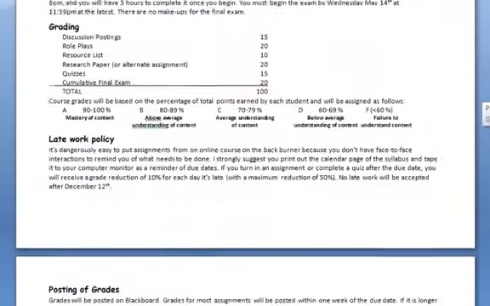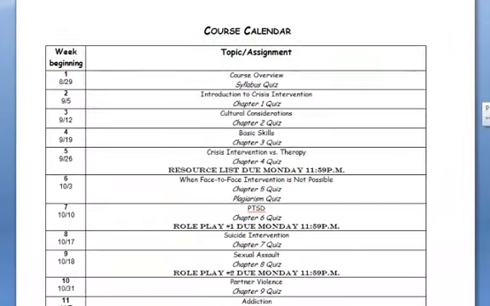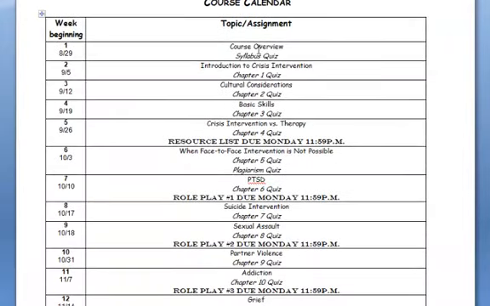So let's jump down for a minute here to the calendar. We can see we won't have any discussion questions this week. We're just talking about the syllabus, the course overview. But next week, we're going to talk about Chapter 1, Introduction to Crisis Intervention. I'll post some discussion questions in that lecture video, which will be due by the 11th, right? The following week. It'll be due right before that Monday, so due by the 11th, just before midnight. Okay, and that'll be pretty much an every week thing.